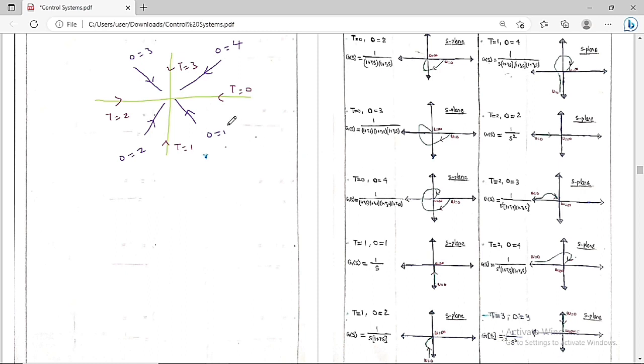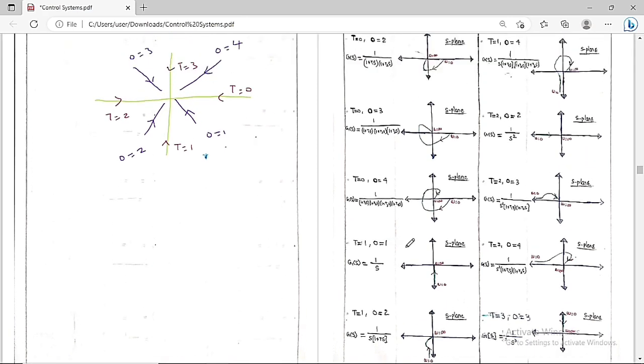So by seeing this picture, we can draw the polar plot for this open loop transfer function. The type is equal to 0 and order is equal to 4 means it will start from here, it will go like this, it will go like this, finally it will end here. Same thing we can see here. Type is equal to 0 means it will start from here and finally it will end here. So this is the polar plot we are going to get for this open loop transfer function.